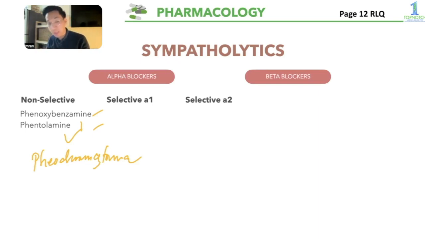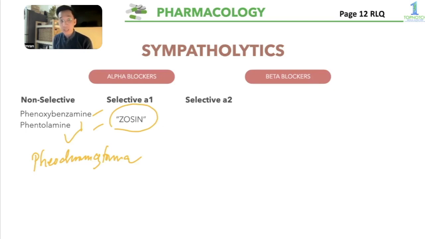Si phenoxybenzamine ay isang irreversible na non-selective alpha blocker. So that is the main difference ng dalawa, kung sino yung reversible and irreversible. Okay? Next, you have your alpha 1 blockers. Alpha 1 blockers, the -zosins. Example, prazosin, terazosin, yung mga ganyan, doxazosin.